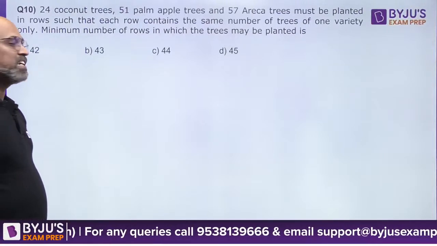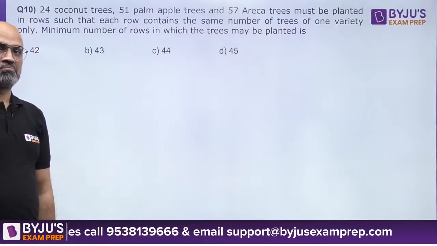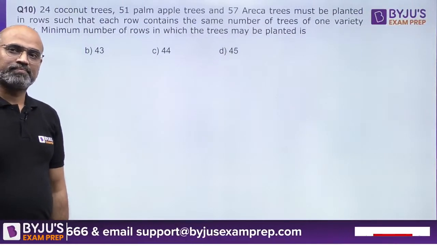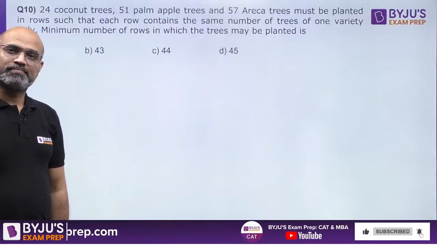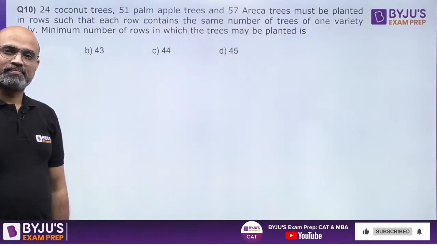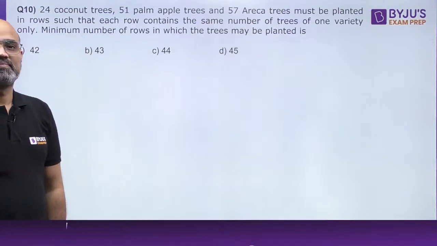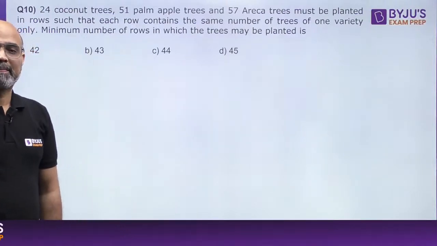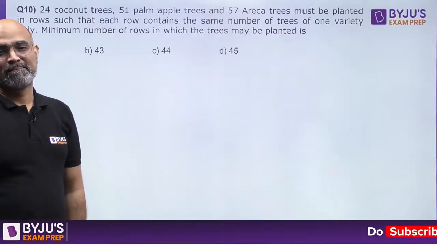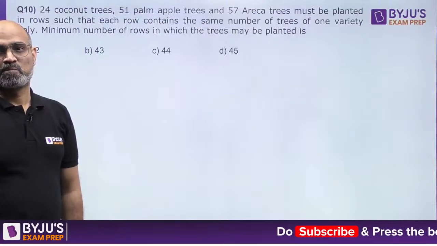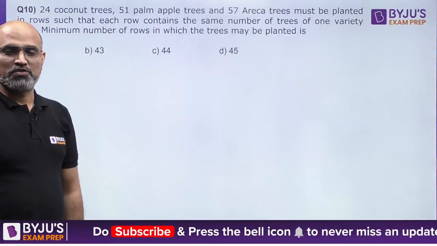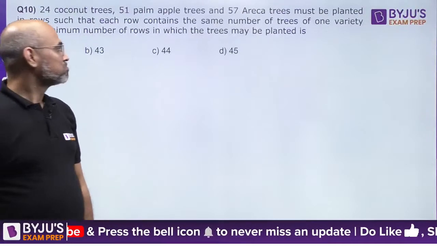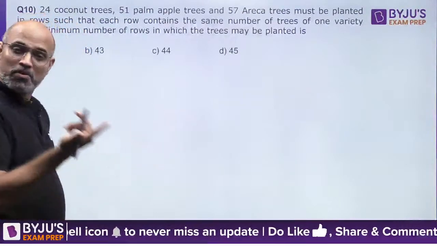Kamlesh says C, 44. Okay. What about others? Prathamesh says C. Shifali says C. So everyone is getting C, so it will be C.